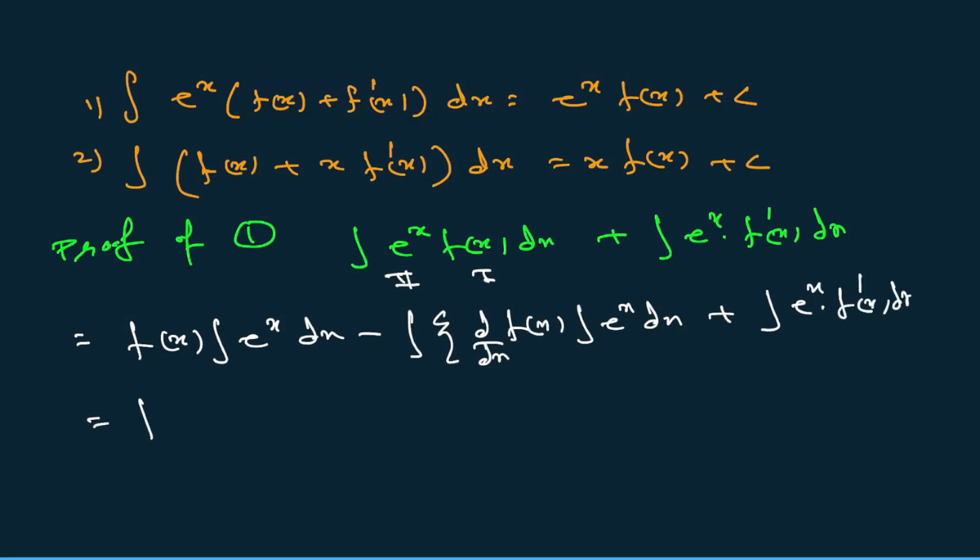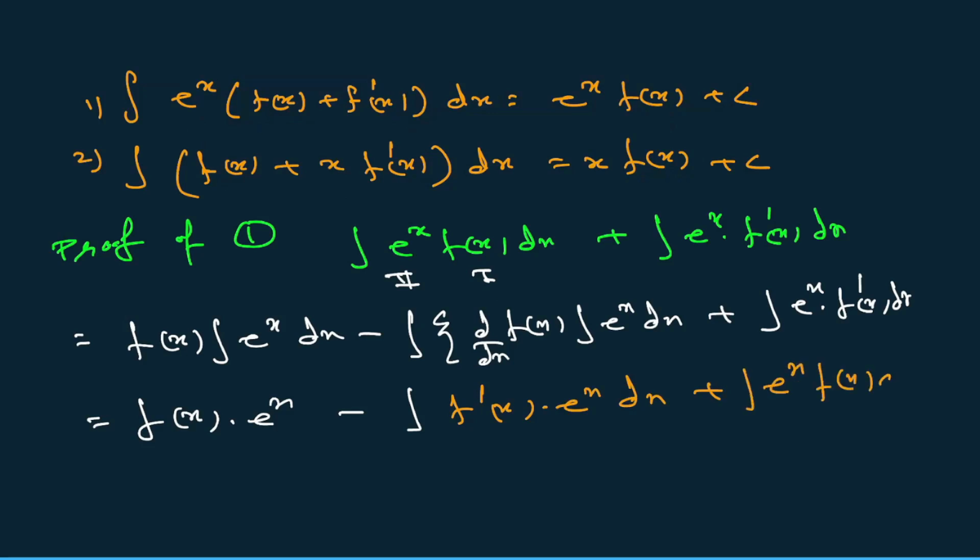So we are getting here f(x) into e to the power x minus the derivative of f(x), that is f dash x. So I am writing here f dash x, e to the power x integration, e to the power x, plus e to the power x f dash x dx. Now let us go to the cancellation. So finally e to the power x into f(x) plus c.